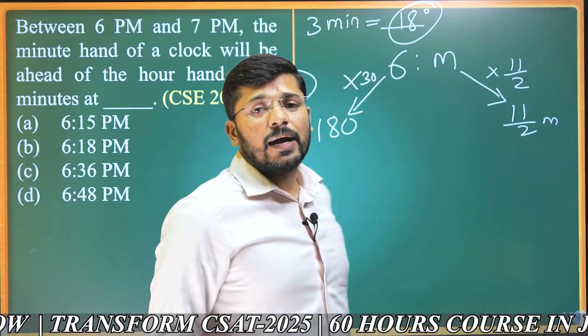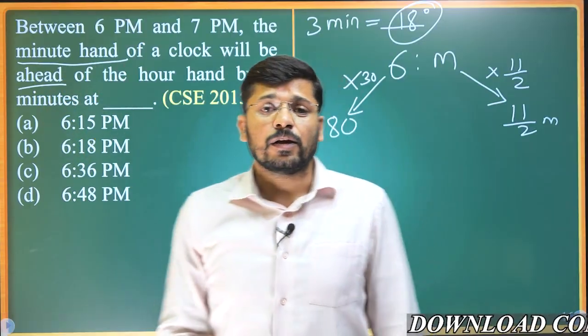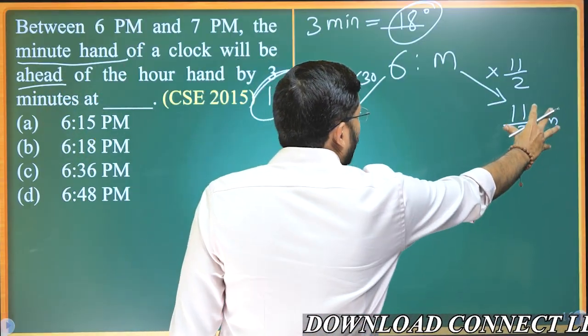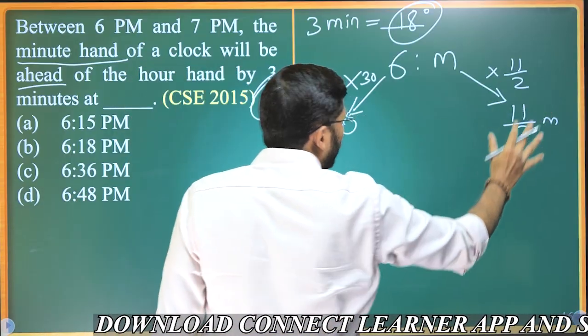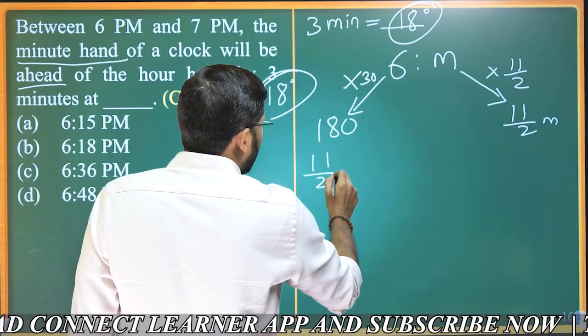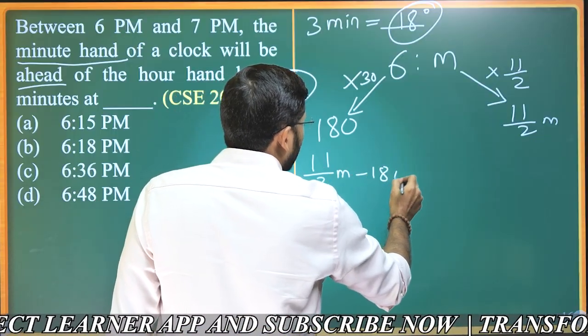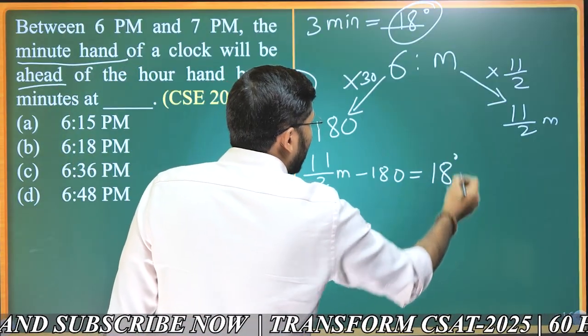Now which one of the hands is ahead? Minute hand is ahead, right? Minute hand is ahead. So we will do 11 by 2 m minus 180, not 180 minus 11 by 2 m, because the minute hand is ahead, so the minute hand side will be more. 11 by 2 m minus 180, it is how much? It is 18 degree. So the angle between them is 18 degree.